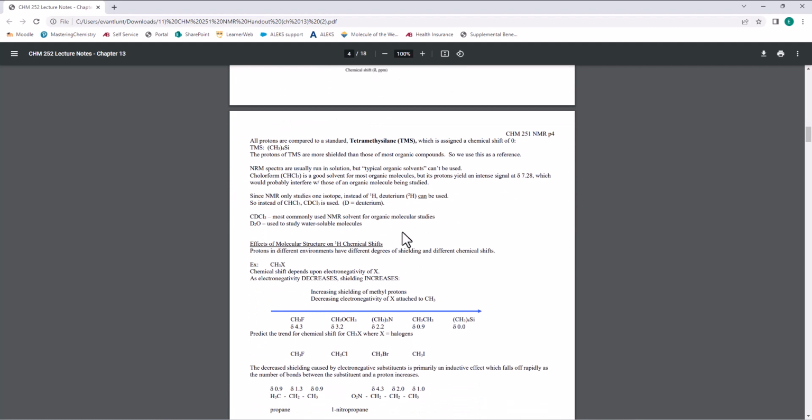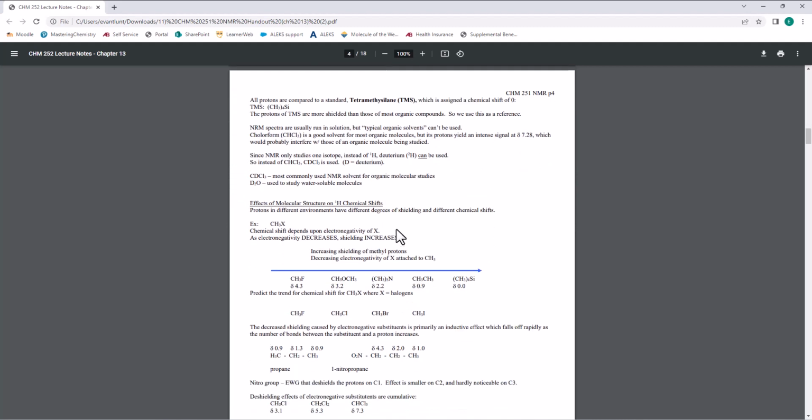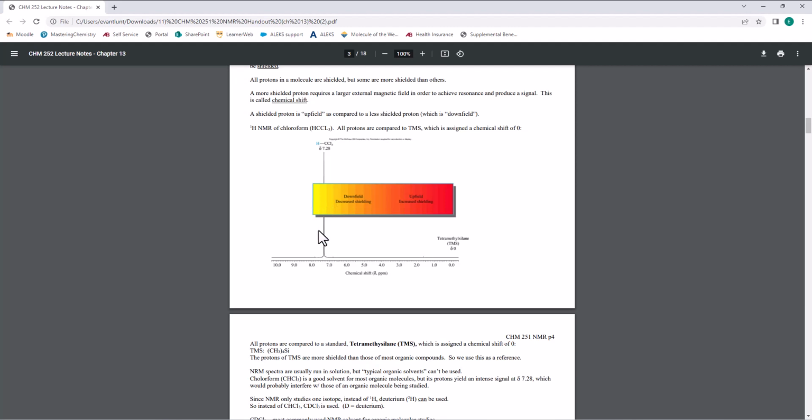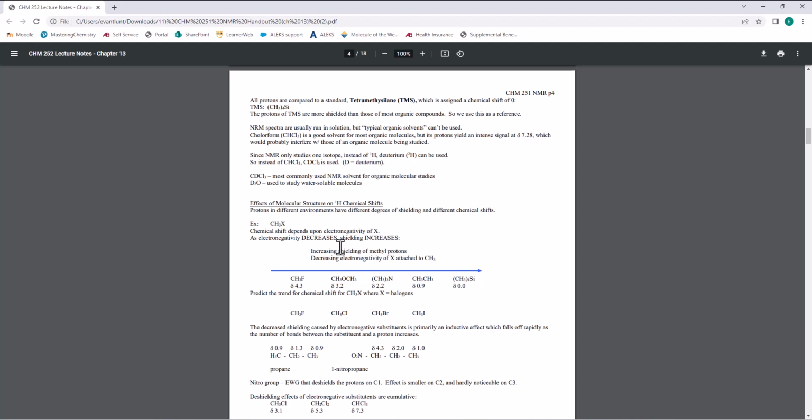Usually spectra are run in deuterated solvents to avoid having extra signals in your spectra. As you can imagine, the more de-shielded these protons are, the higher the shift is going to be. The more de-shielded you are, the more downfield you shift. And what we see is that de-shielding tracks with electronegativity. So as we attach more electronegative substituents near a proton, we are going to downshift the proton.